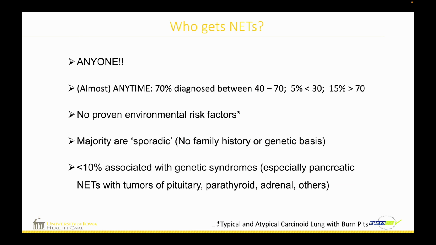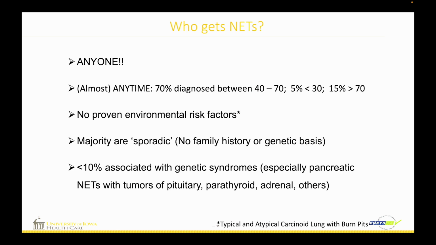So who gets a neuroendocrine tumor? Who can get a neuroendocrine tumor? Pretty much anyone, pretty much any time. Probably the peak is in the 50s, but two-thirds of people will get it between 40 and 70. But we've certainly had children less than 10, 5% less than 30, 50. We've had people in their 70s and 80s being diagnosed with neuroendocrine tumor.